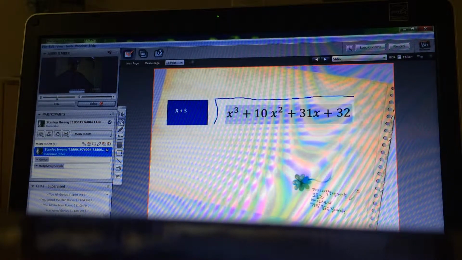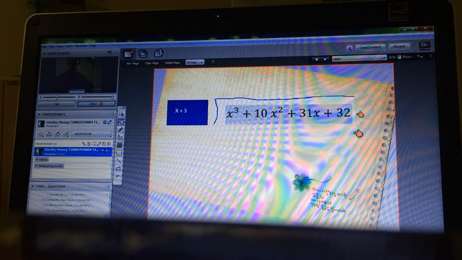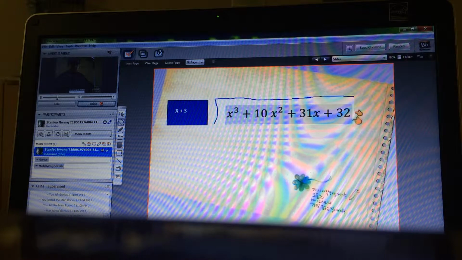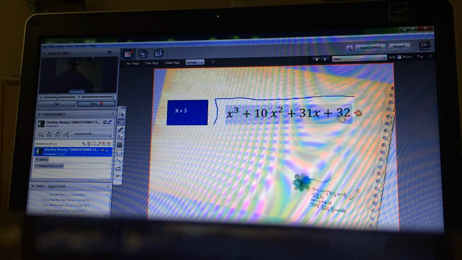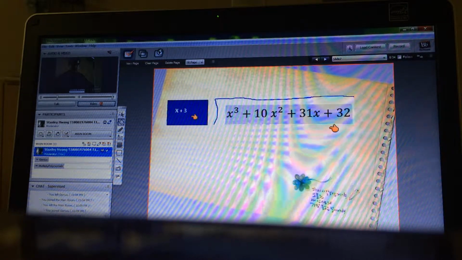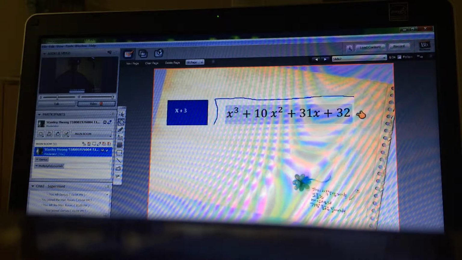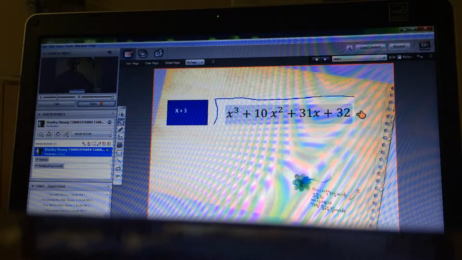Let's say you have a big polynomial in what we call your dividend, some big math expression divided by another math expression, which is usually what we call our divisor. What you do is count how many terms are in each expression. We see 2 terms, the x and the 3, and we see 4 terms here. You look at the term with the highest exponent here, which is x to the third.